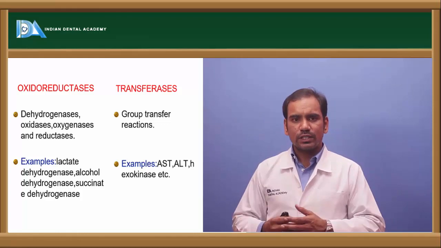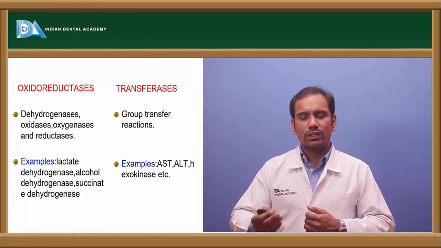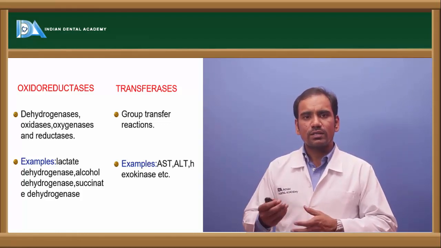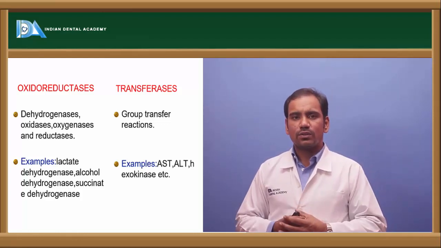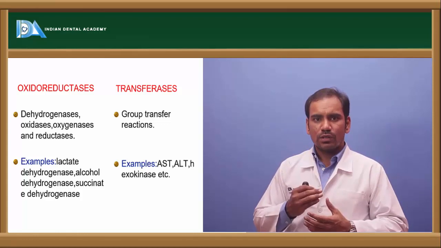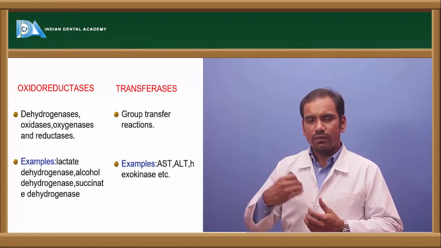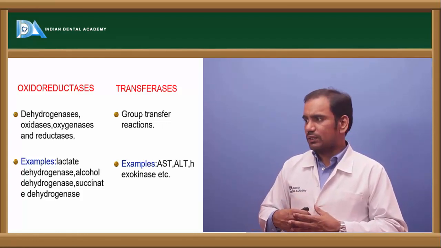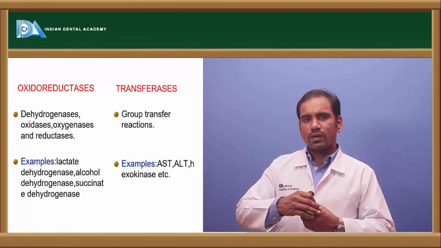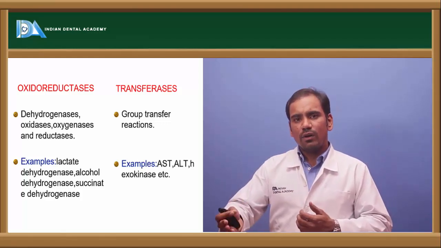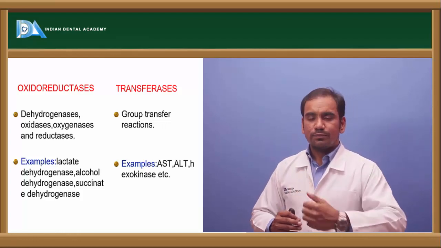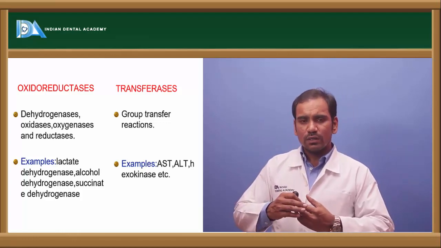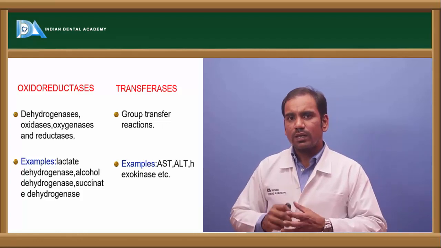So what is oxidation? Loss of hydrogens is called oxidation. Otherwise gain of hydrogens is called reduction. So loss of hydrogens is oxidation, gain of hydrogens is reduction. So addition of oxygen is called oxidation, removal of oxygen is called reduction, right? So addition of oxygen is oxidation, removal of oxygen is reduction.